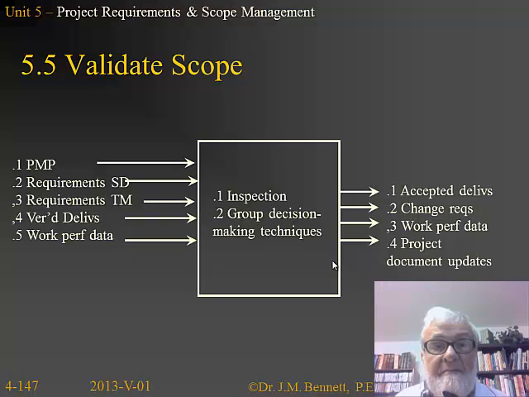If we take a look at our validate scope here, basically we've got our plan coming in, the requirements traceability matrix, verified deliverables and work performance data. Now we're going to use inspection, and again we'll expand on this when we get around to talking about quality. And finally we're going to deliver accepted deliverables, and this is huge, possibly change requests, work performance data, and document updates.